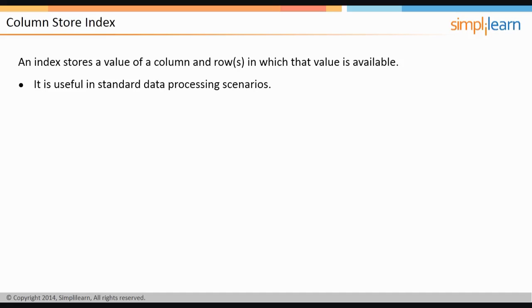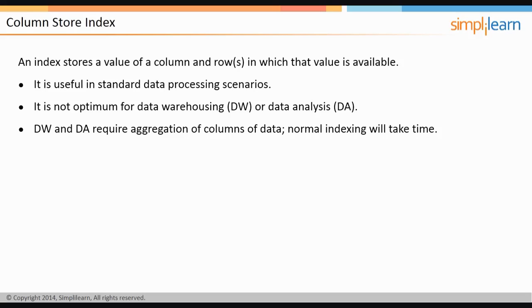However, in case of other advanced data processing scenarios, for example, in data warehousing and data analysis, this is not what we need. Standard indexing is not optimized for the kind of queries and processing that happen in them. Data warehousing and analysis work on the concept of aggregation of a number of columns at the same time. Due to this, using normal indexing on these will actually slow down the processing. This is why a new type of index was introduced in SQL Server 2012.